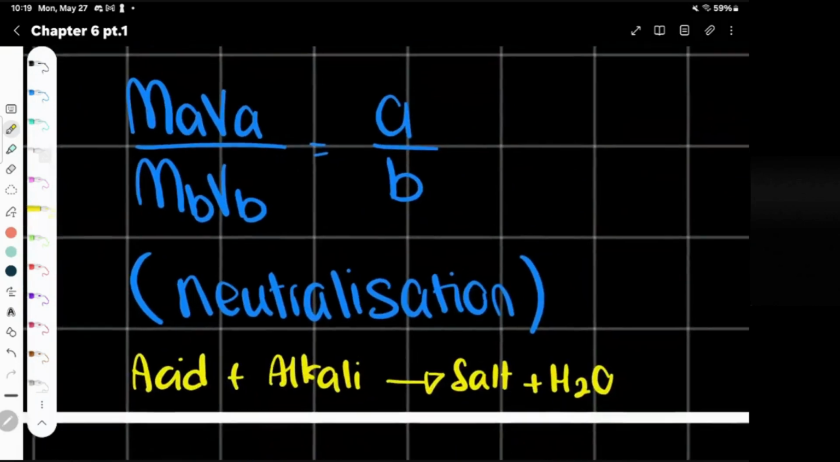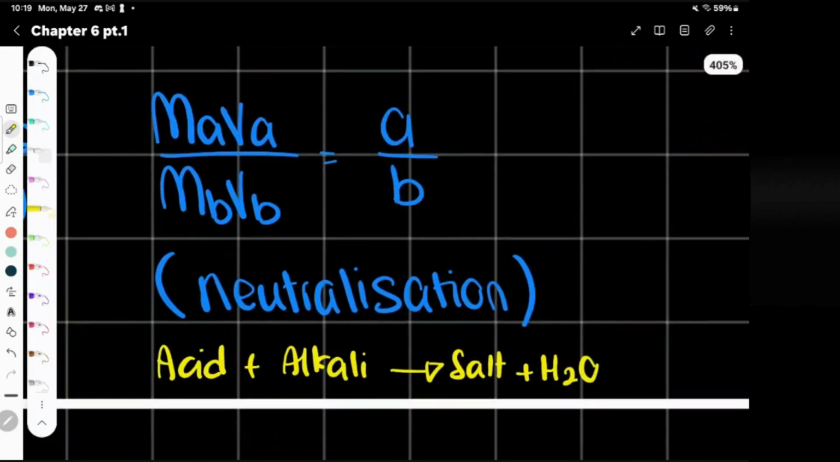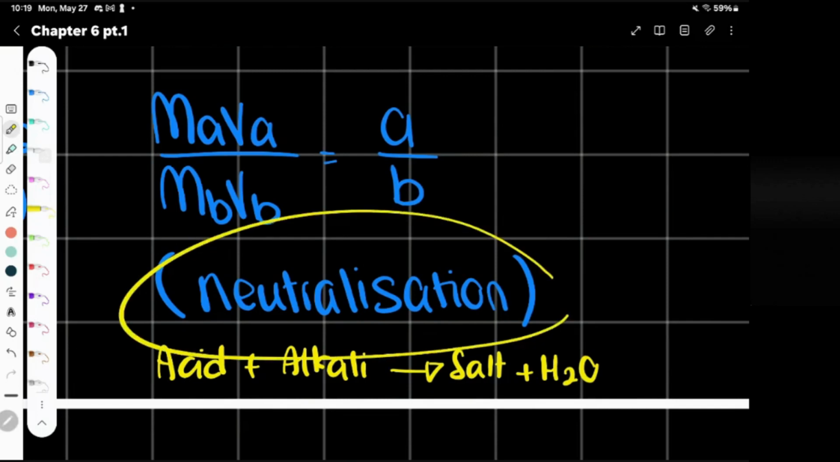To know when to use this formula, you have to look at the question and identify which one is the acid or the alkali. If there's acid and alkali, just know it's neutralization, and then you can immediately apply this formula here.